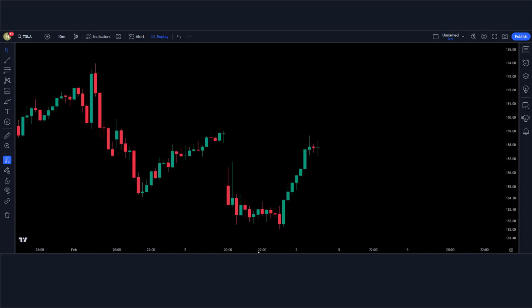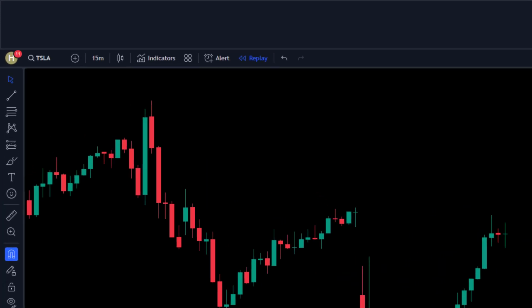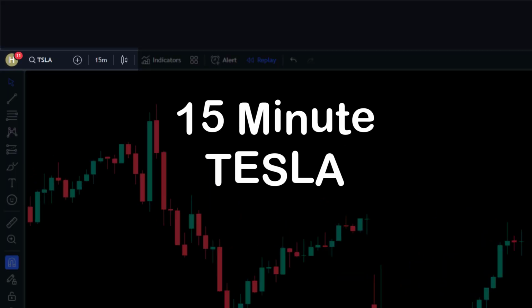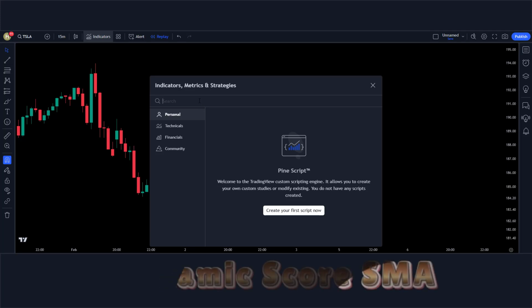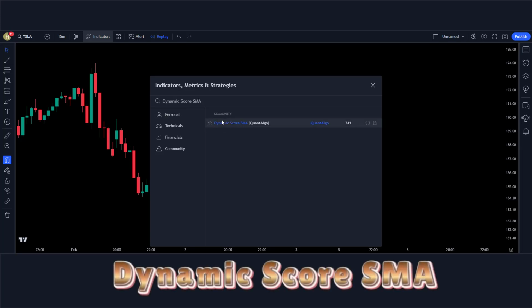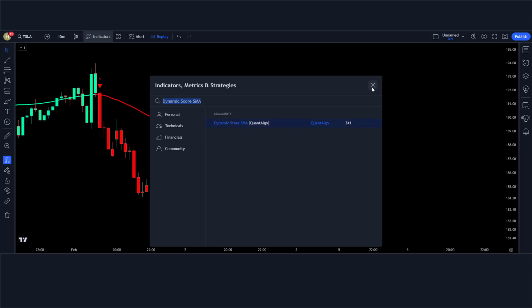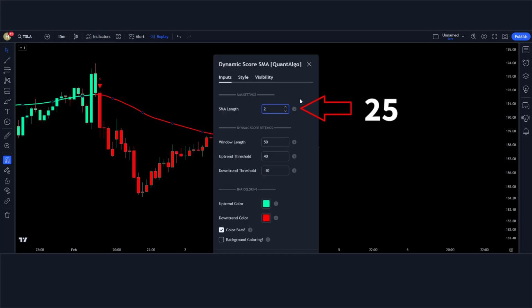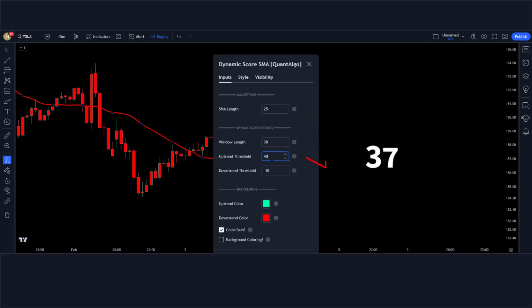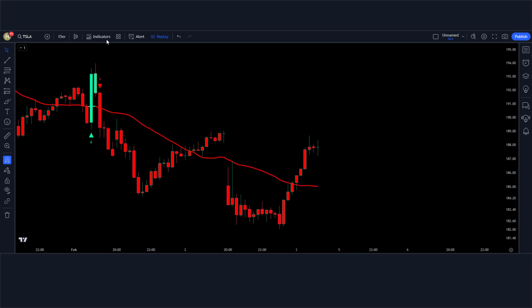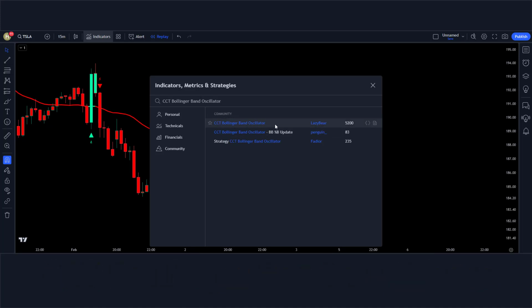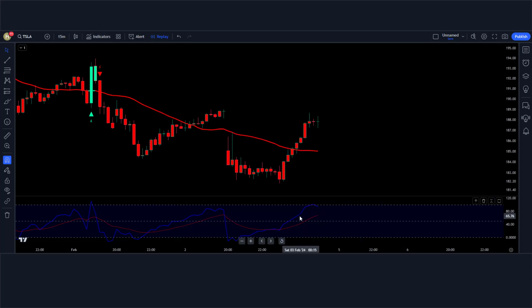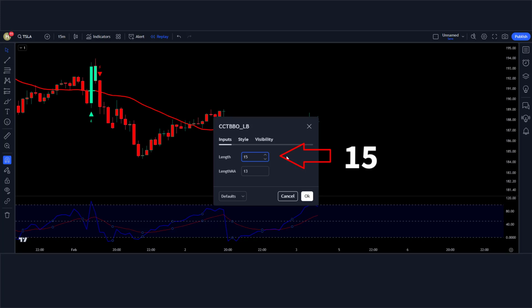So let's get started. Now let's create a trading setup. We are going to test this strategy on the 15-minute timeframe in the Tesla chart. In this setup we would require two oscillators. First indicator name is Dynamic Score SMA. Keep the indicator setting as I have shown here. Second indicator name is CCT Bollinger Band Oscillator. Keep the indicator setting as I have shown here.